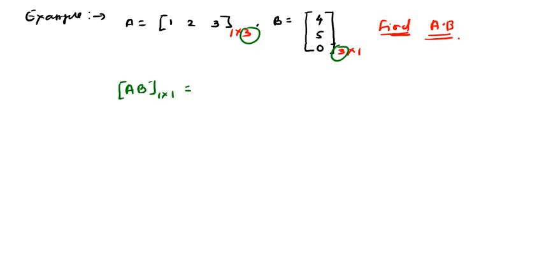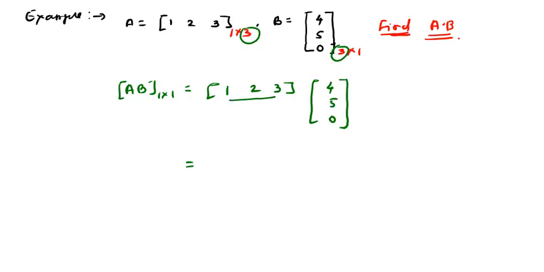1 by 1 means what? It will contain only one row and one column, that is, only one number. Okay, so let's multiply the matrices. Consider matrix A as 1 2 3 and matrix B as 4 5 0. So we will take the multiplication.